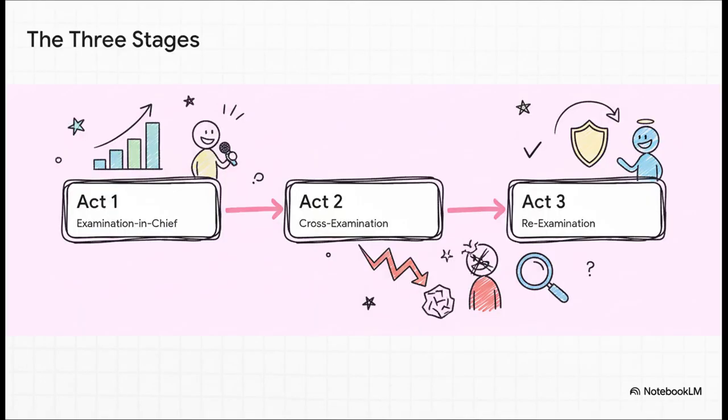So, here's our game plan. We're going to walk through these three acts. First, the examination in chief. That's where the story gets told. Then, cross-examination, where that story gets put to the test. And finally, re-examination, where they try to repair it. Let's kick things off with Act 1.